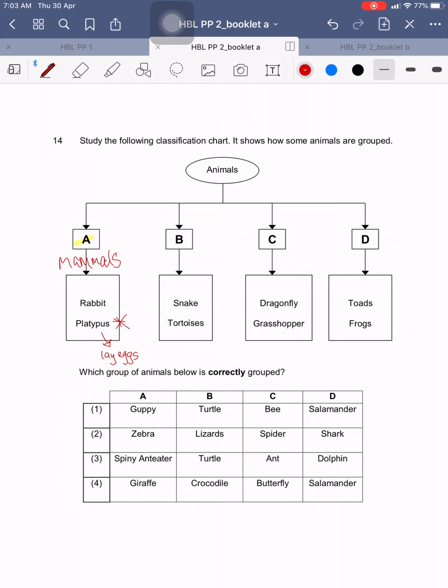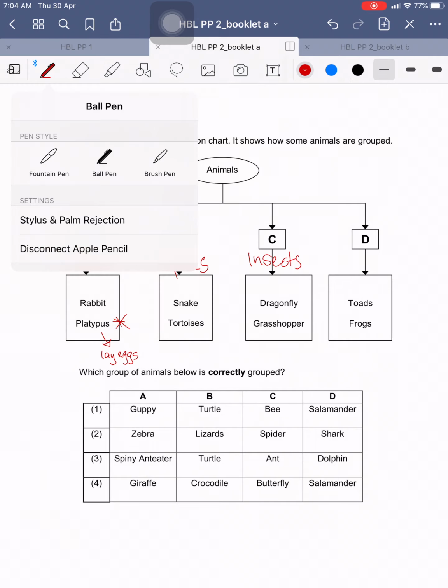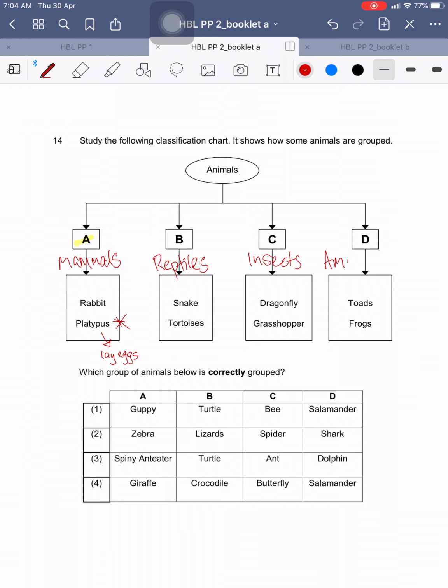For B, they have reptiles. Snake and tortoise, they are all reptiles. Dragonfly and grasshopper, they are insects. And toads and frogs, they are reptiles. Oh no, sorry, they are not reptiles, my bad. They are amphibians.